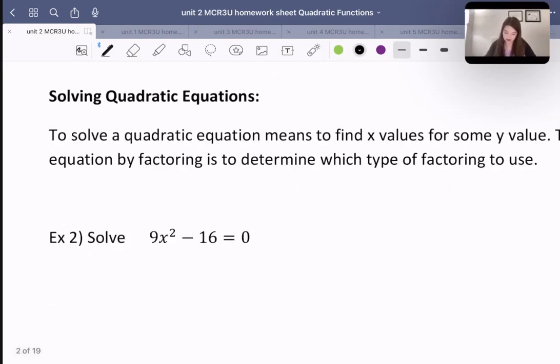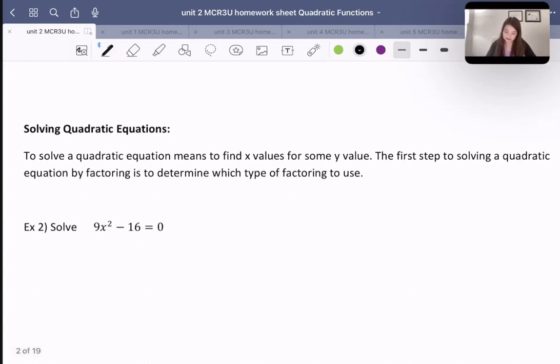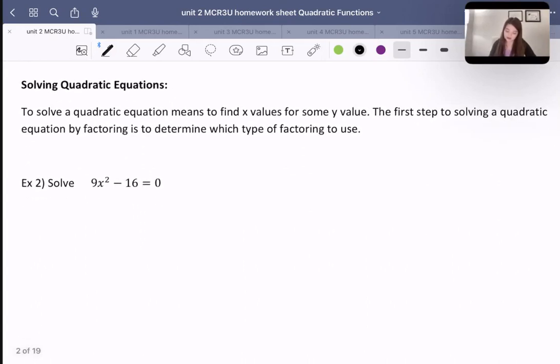Let's try another example here. Solving quadratic equations. Here it tells us that to solve a quadratic equation means to find x values for some y value. The first step to solving a quadratic equation by factoring is to determine which type of factoring to use. And I think this is the hard part for a lot of students when it comes to factoring, because there are so many factoring methods. There's common factoring, there's decomposition, factor by grouping, there are certain rules for perfect squares, there are certain rules for difference of squares. So what do we use?